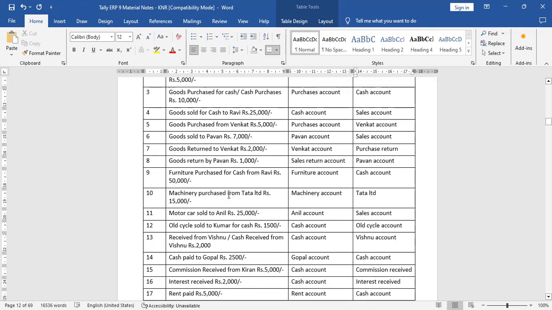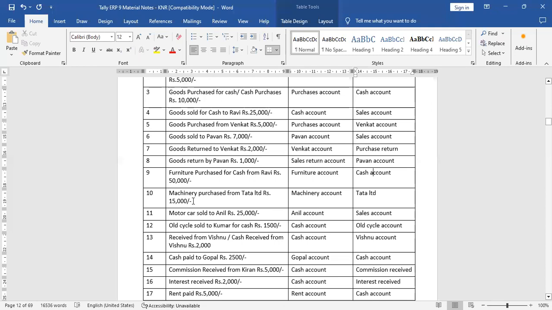Next one, machinery purchased from Tata Limited, rupees 15,000. You are purchasing the machinery from Tata company. So it is a credit transaction. You are not paying any amount. Cash related information is not given. That is the reason you consider it a credit transaction.